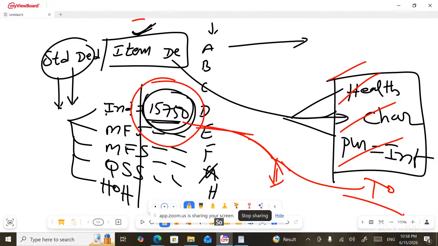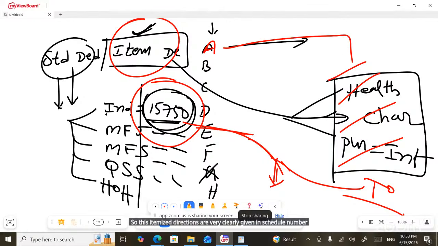So these itemized deductions are very clearly given in Schedule A. For example purposes, I have written three here. Around 8 items are there in Schedule A. The title is Itemized Deductions. Okay, anybody having any doubts?